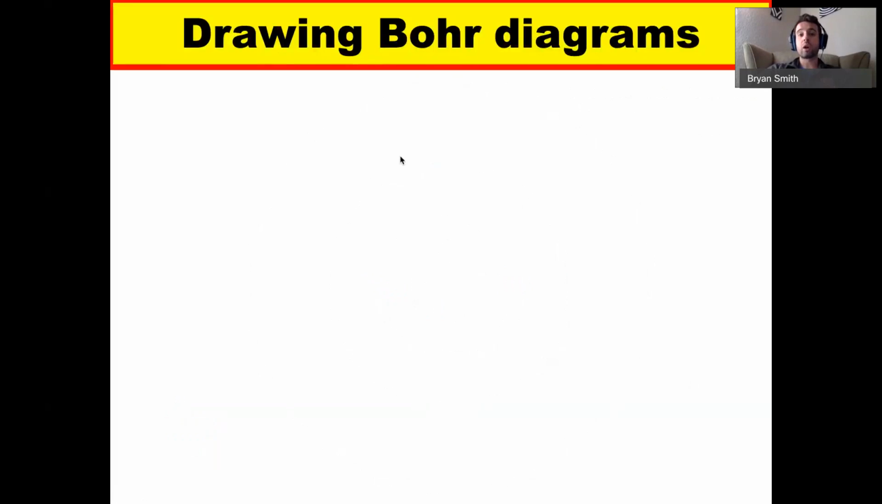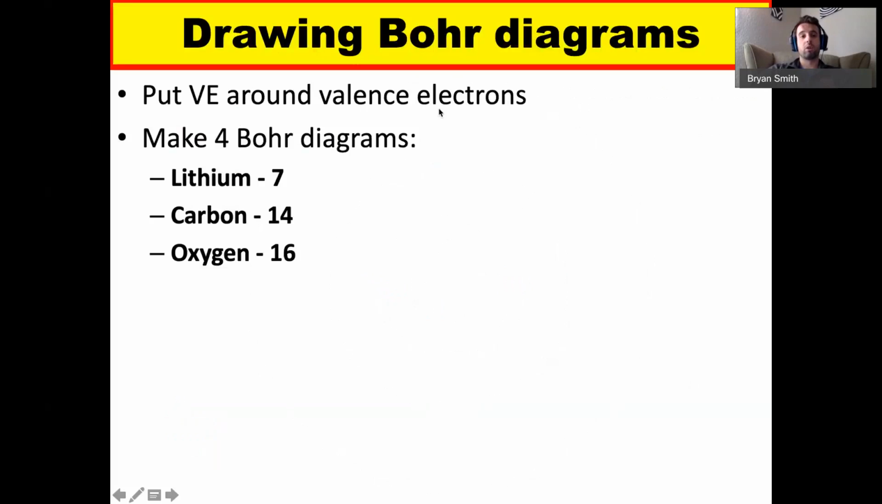Okay, here's your opportunity to draw some Bohr diagrams. Here are the Bohr diagrams we want you to make: lithium 7, carbon 14, and oxygen 16. Remember, the 7, 14, and 16 talk about the atom's overall mass. So for lithium 7, make sure you have a total number of protons and neutrons that add up to 7. For carbon 14, make sure the protons and neutrons add up to 14. And for oxygen 16, make sure protons and neutrons add up to 16.